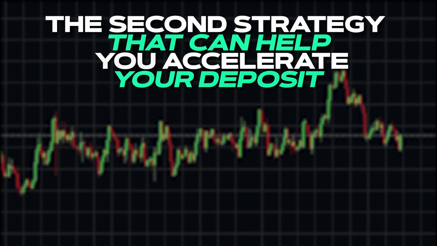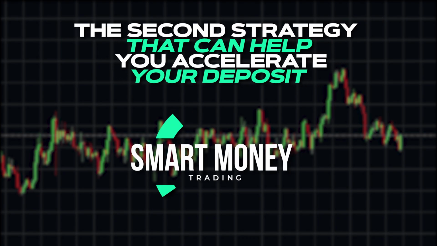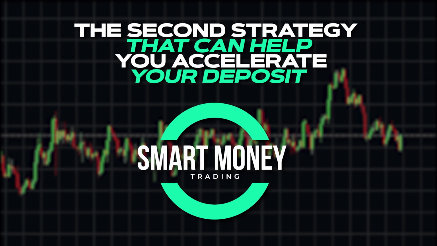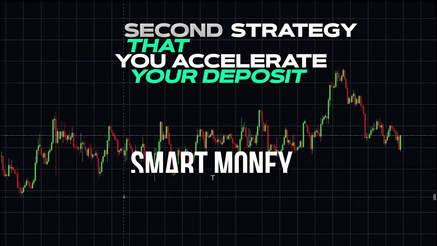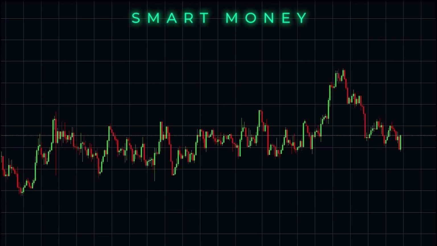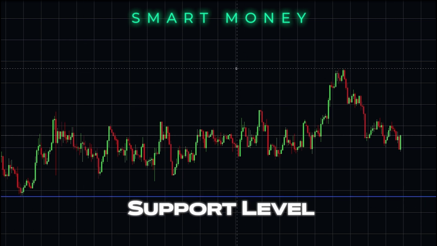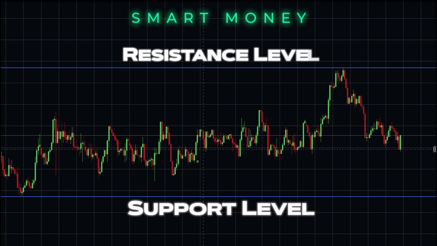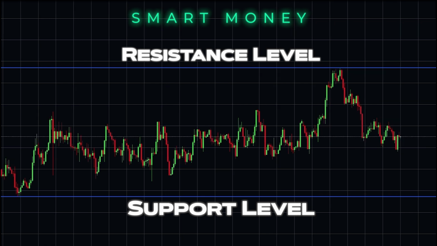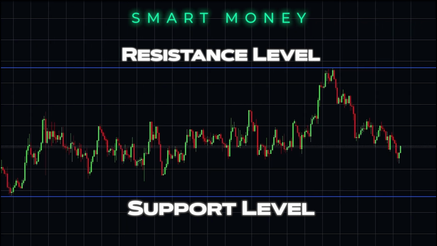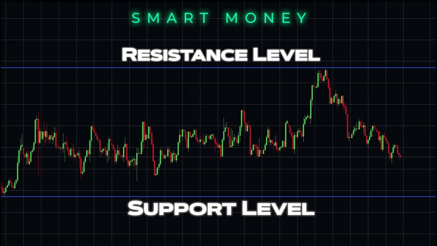The second strategy that can help you accelerate your deposit is smart money trading. This approach is based on understanding how the market actually moves. Unlike classic technical analysis, which focuses on support and resistance levels or indicators, smart money trading focuses on the actions of the big players, those who really drive the market.